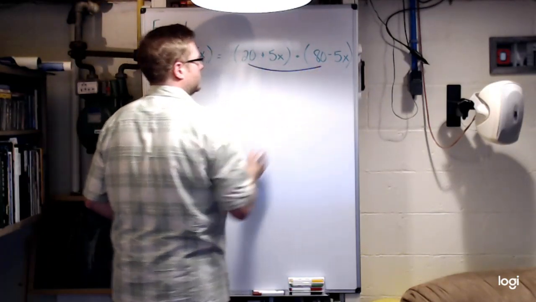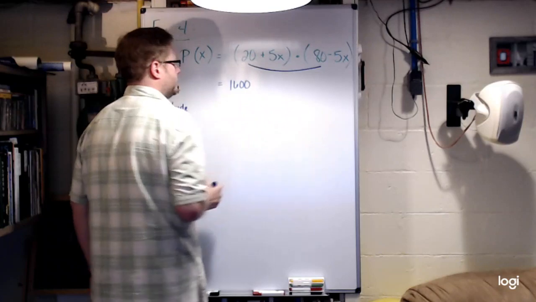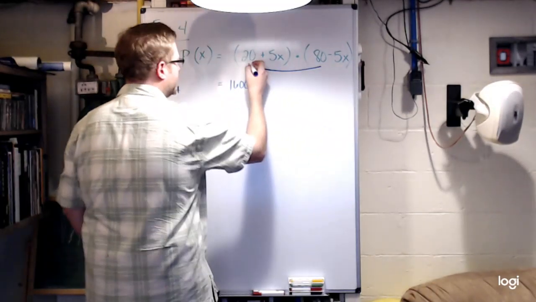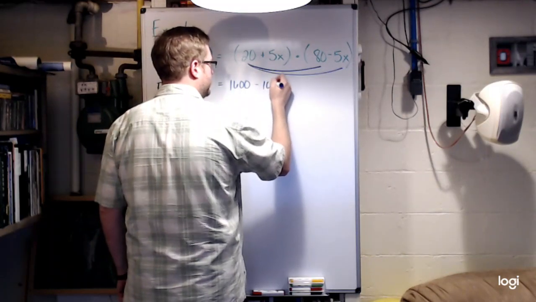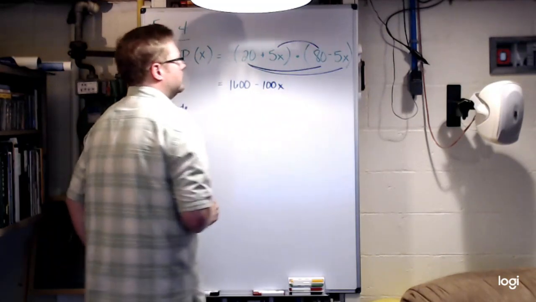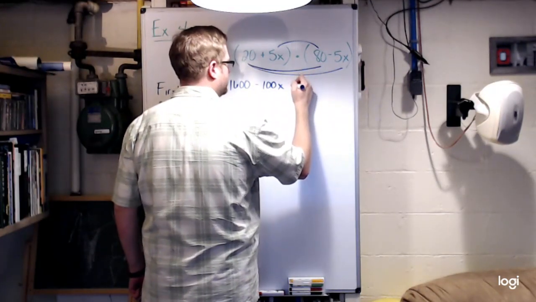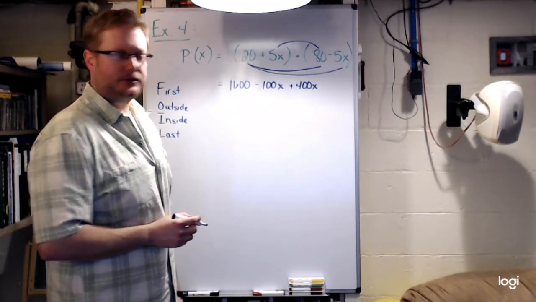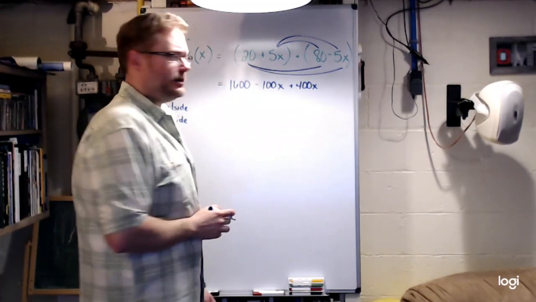So first, 20 times 80 is going to give us 1600. Outside, my outside 2 terms, which is 20 and negative 5x. 20 times negative 5x is negative 100x. Inside 2 terms, 5x times 80 will give us 400, so plus 400x. And then my last 2 terms, 5x times negative 5x will be negative 25x squared.